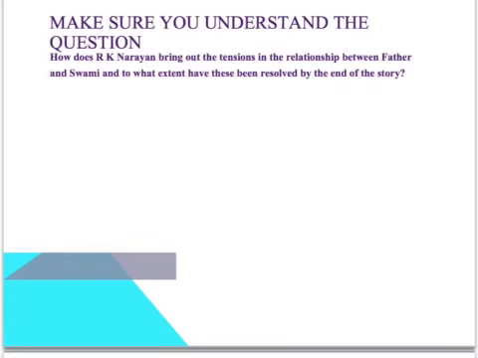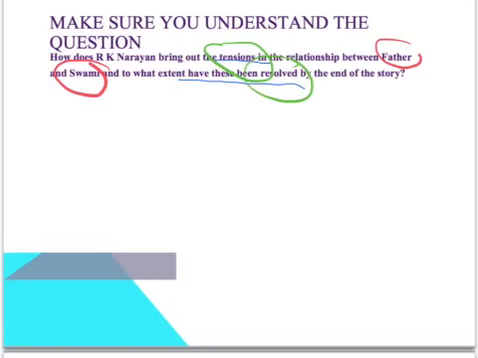The first thing we might need to do is make sure that we actually get the question clearly. What are the keys we're going to have to look at here? We need to see the tensions in the relationship between father and Swami, and to what extent these have been resolved by the end of the story. In other words, you've got a question about father and Swami and their relationship. You're being told that the relationship is one full of tension before you even start, but to some degree these tensions may well have been resolved by the end of the story. There you go. That is what you have to address.